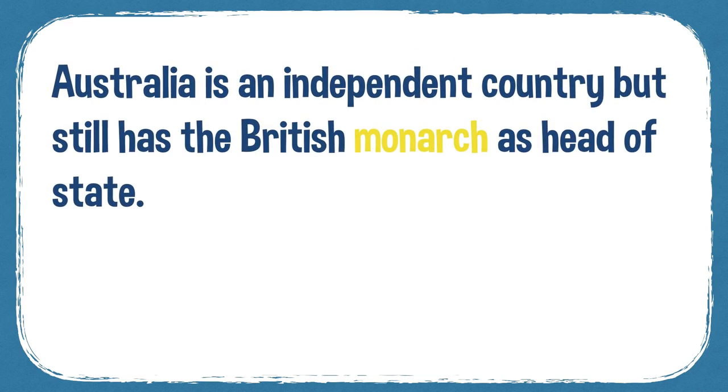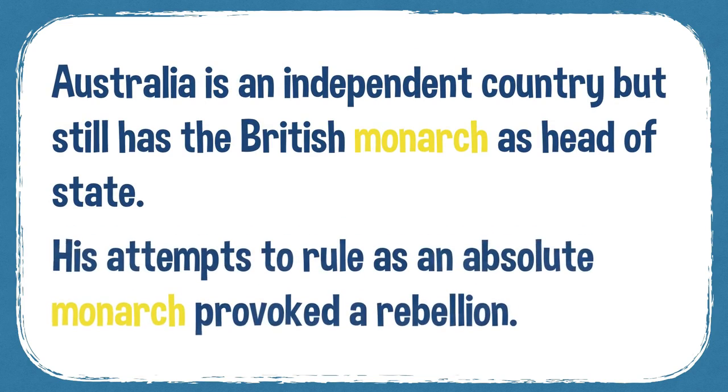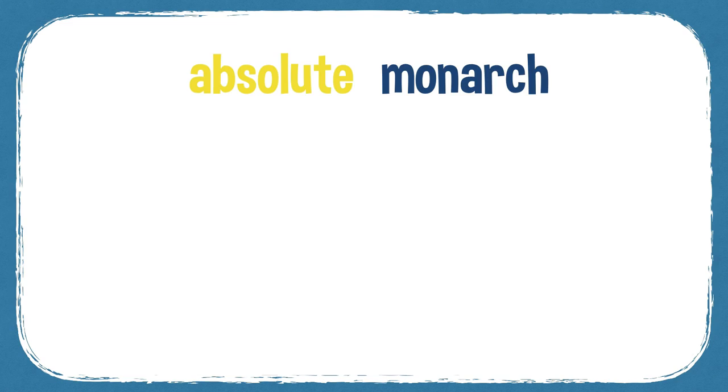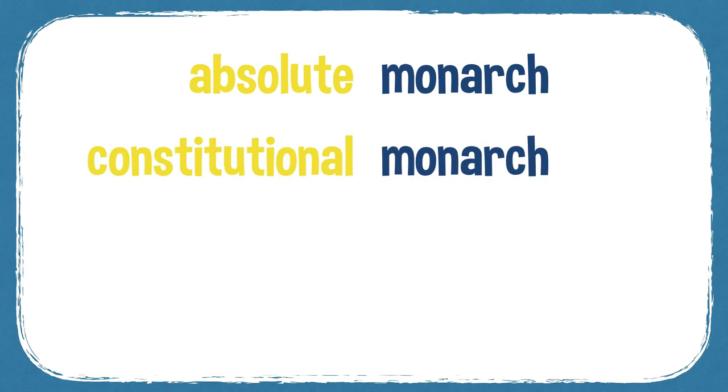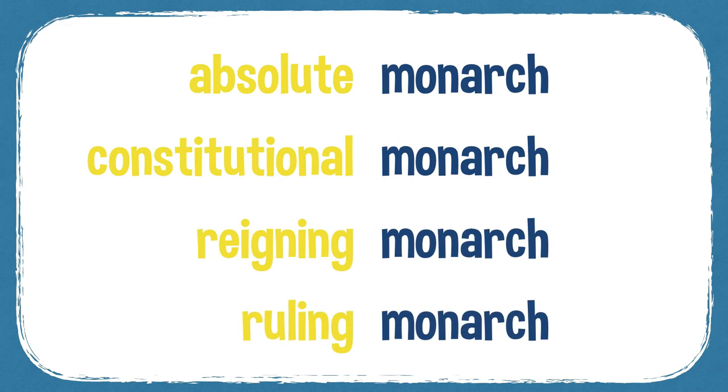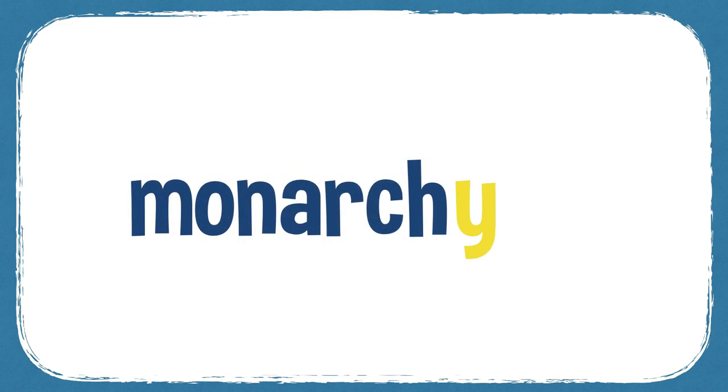Australia is an independent country, but still has the British monarch as head of state. His attempts to rule as an absolute monarch provoked a rebellion. So some common collocations: absolute monarch. An absolute monarch is a monarch that has complete control, almost like a dictator. Whereas a constitutional monarch, like the British Queen, has to rule within the constraints of the Constitution, within the law. A reigning monarch, a ruling monarch mean exactly the same thing. And monarchy as well. A monarchy is a country that is run by a king or a queen, and a monarchist is someone who supports the idea of a monarchy.